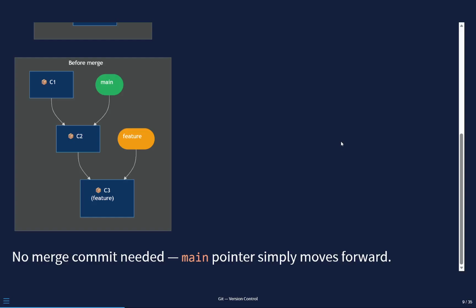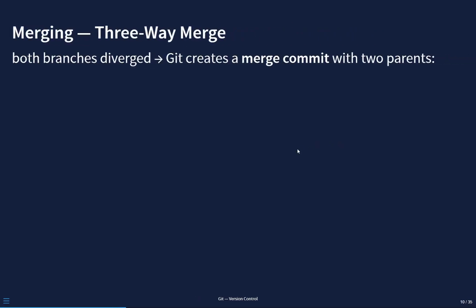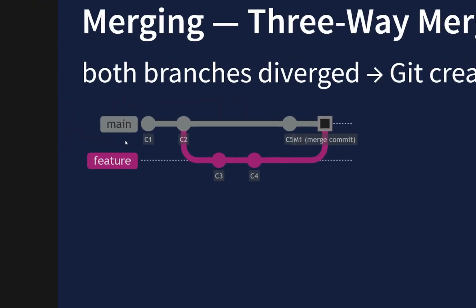Next, things get more interesting when both branches have diverged, when main has new commits that feature does not have, and feature has commits that main does not have. This is the three-way merge. Look at the Git graph. C1 and C2 are the shared base. Then feature adds C3 and C4. Meanwhile, main adds C5. The two branches have diverged.